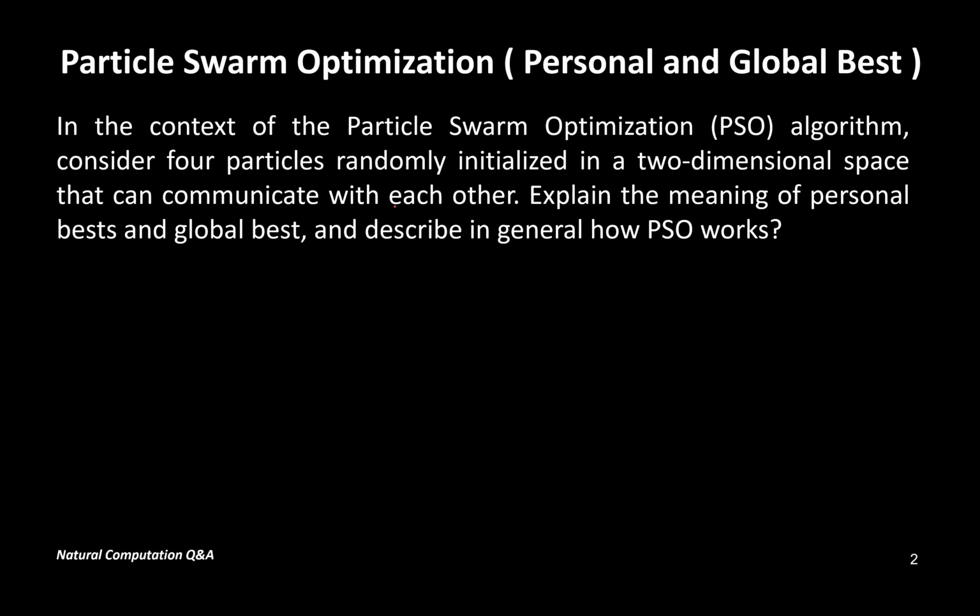So the question is, in the context of particle swarm optimization, consider 4 particles randomly initialized in the two-dimensional space that can communicate with each other. Explain the meaning of personal bests and global best, and describe in general how the particle swarm optimization works.